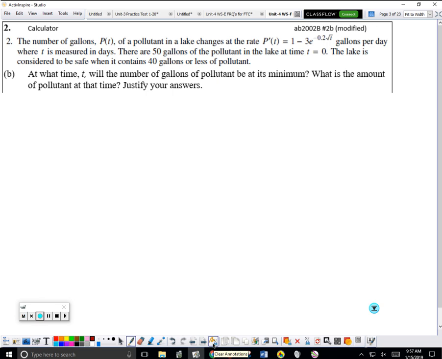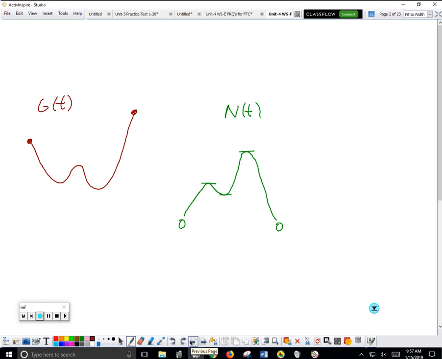Okay. Number 2 is the same situation as the blue packet. So the situation is not new. It's gallons of pollution in a lake. A couple of differences between number 1 and number 2. In number 1, they did not give a symbol for the number of people in the park, so we had to create one. So here's us creating the symbol.